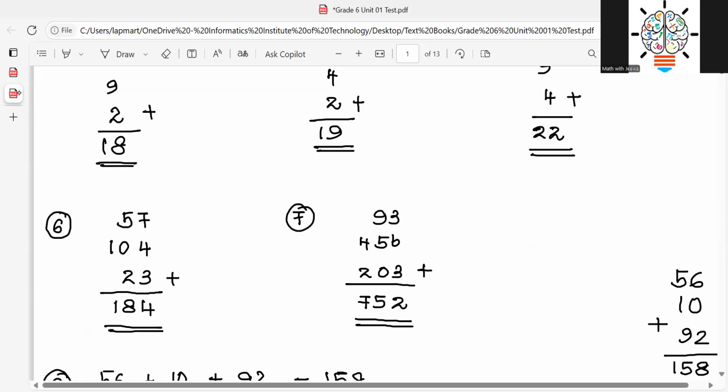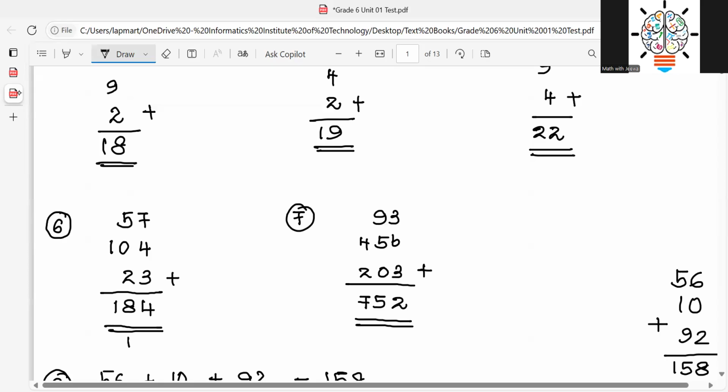3 plus 4, 7. 7 plus 7, 14. Right, and one remainder. Then we move to the tens column. 2 plus 5, 7, and the remainder one, it is 8. And the 100 column, we have only one, so we write it as it is. We'll move to question number 7.